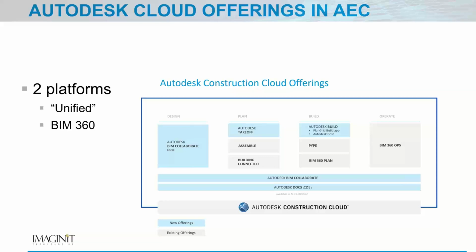Technically, BIM Collaborate Pro is the same as BIM 360 Design. It's just been rebranded as BIM Collaborate Pro, but it does include both the work sharing capabilities to the cloud through Revit, and also the functionality of BIM Collaborate. In the planning phase, in the unified platform, we've added Autodesk Takeoff.